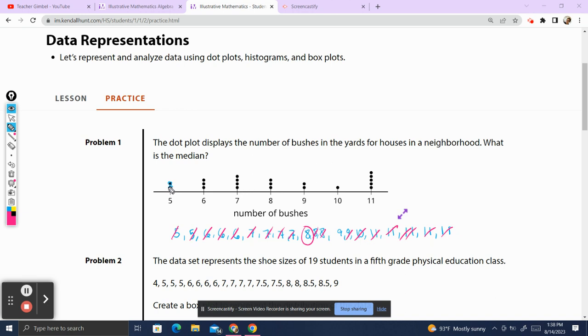Now, if you didn't want to sit and write out all of the numbers in order, you can actually do the same thing with the dots. I cross out a 5 here, so I cross out an 11 over there. I cross out another 5, I cross out another 11. I cross out a 6, I cross out an 11. A second 6, a second 11. Doing it this way will also get you to that number in the middle. So the answer to that question is the median is 8. And that means half of the houses have less than 8 bushes and half the houses have more than 8 bushes. Let's move on to the next question.